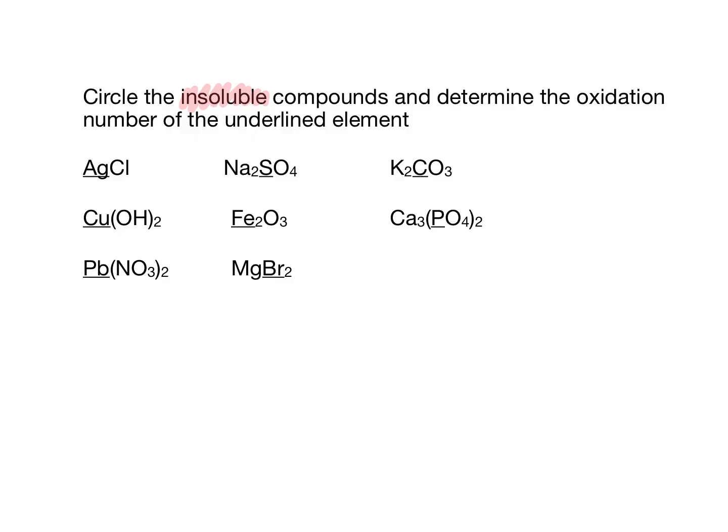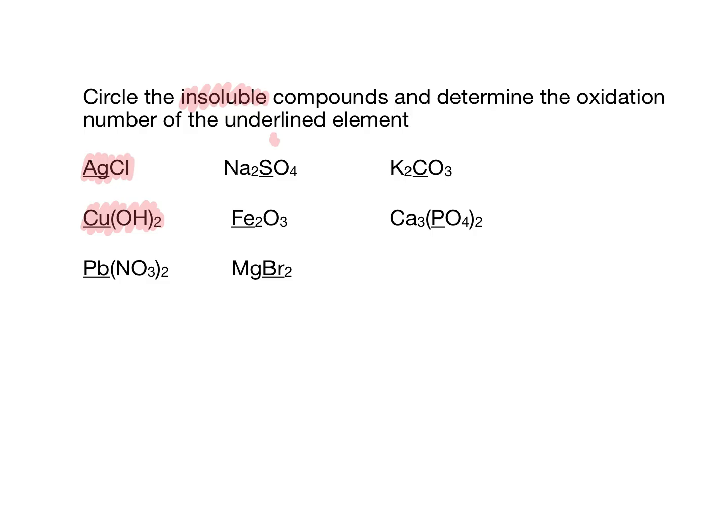So silver chloride, insoluble. Most hydroxide metal compounds are insoluble, so this copper 2 hydroxide, also insoluble. If we look at lead 2 nitrate, all nitrates under all circumstances are soluble, so we'll move on. Sodium sulfate, almost everything with sodium is soluble. So that is also soluble.